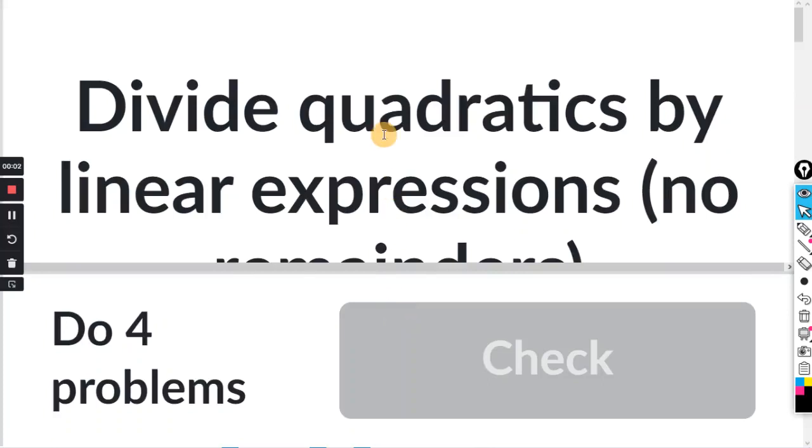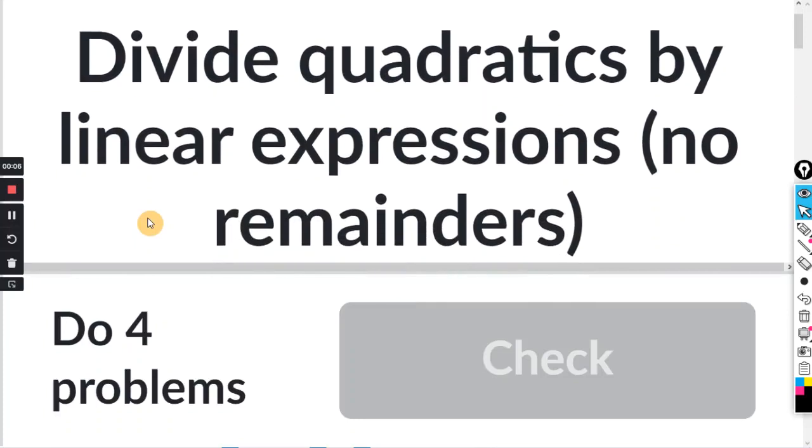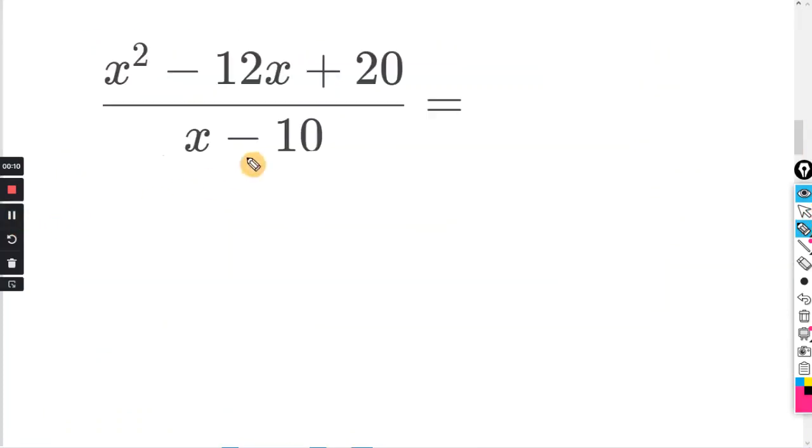This will be for the con exercise. Divide quadratics by linear expressions, no remainders. So they want us to evaluate this fraction here. And I understand that you can factor and cancel numbers, but I want you to do these the long way. So we're going to divide these just like we did back in grammar school, okay?